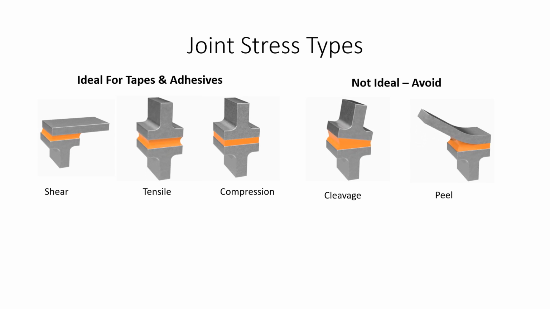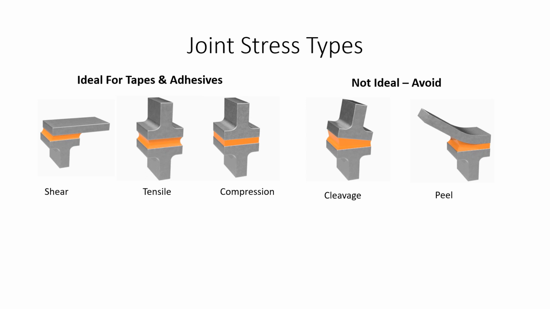The reason is because in shear, tensile, and compression, the stress is evenly exerted across the full bond line of the tape and the adhesive. So as you can see in these illustrations, the force is distributed across that bond line. Whereas cleavage and peel strength, the stress is distributed right at that edge there. It's not evenly distributed across the bond line. So that's where you're going to have instances of failure, when all that stress is exerted at one specific point and not throughout the bond line.